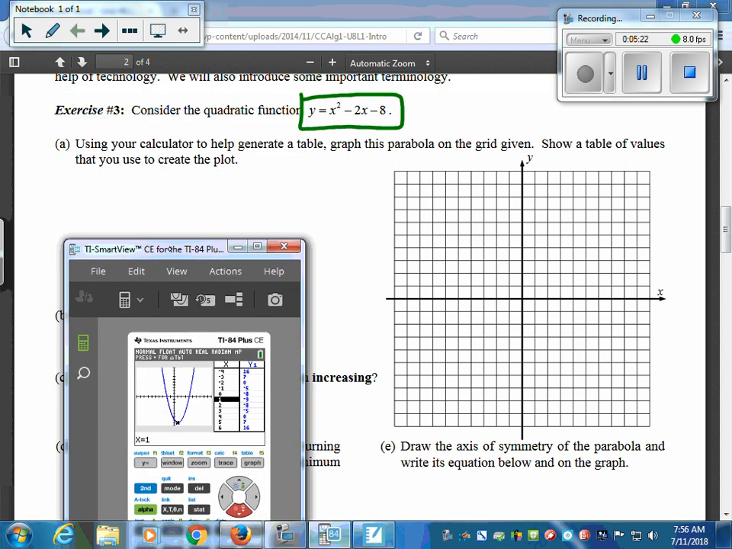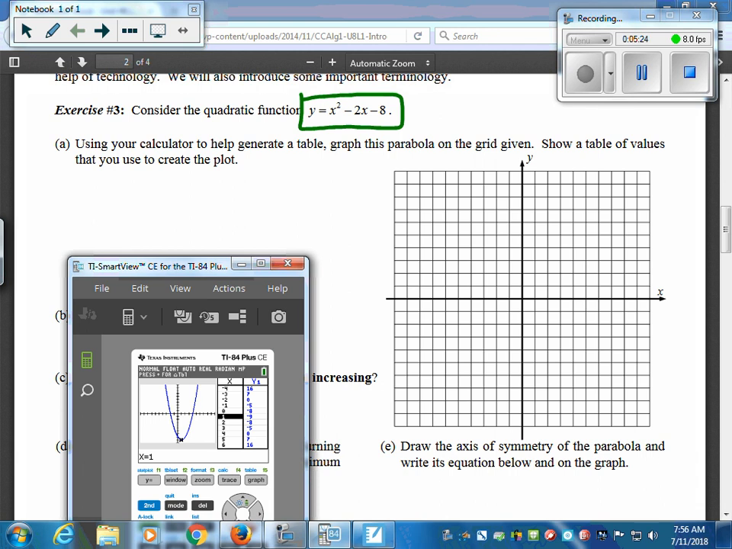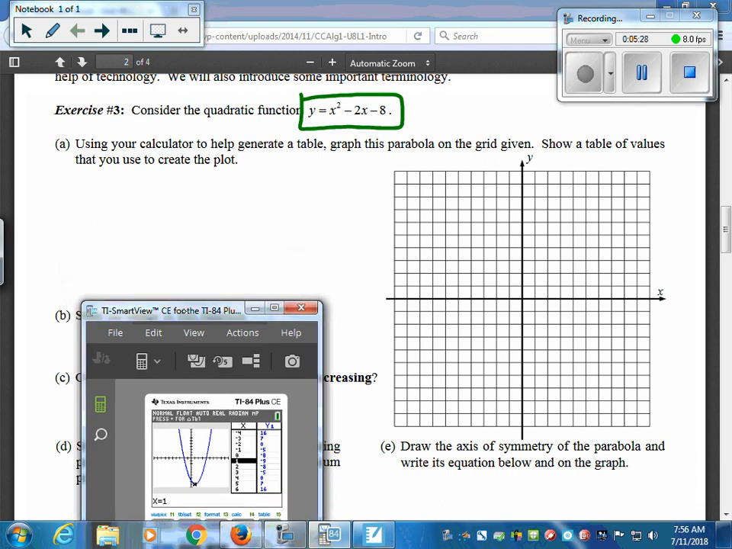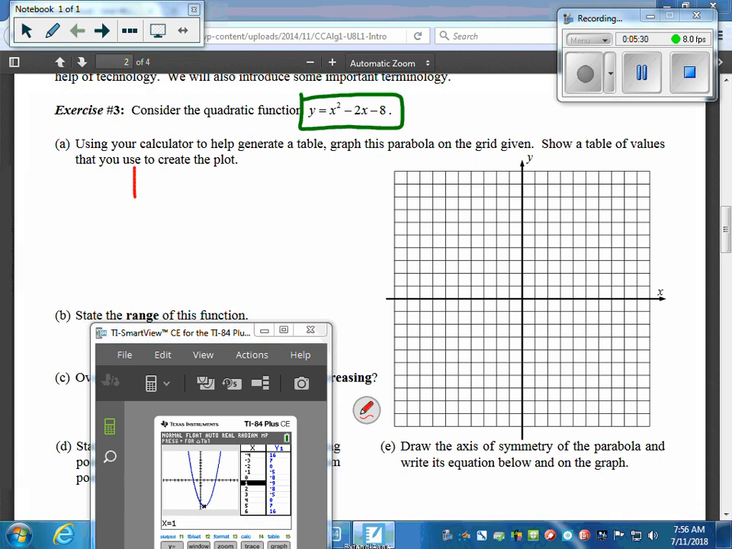And I'm going to do 3 on each side. So I'll do negative 2, 0. Negative 1, negative 5. 0, negative 8. 1, negative 9. Then going back in the other direction, back up, we got 4, 0. So, alright, we got those points.